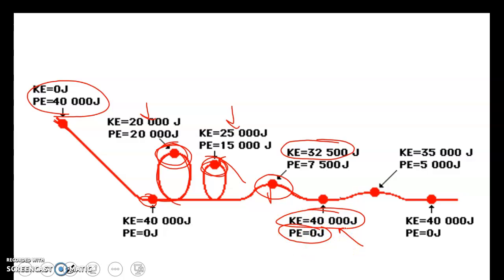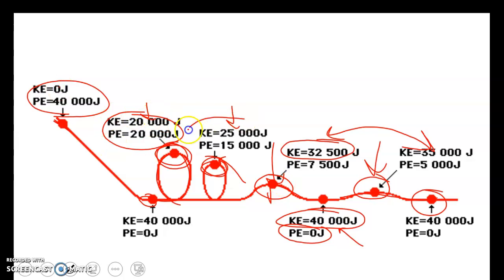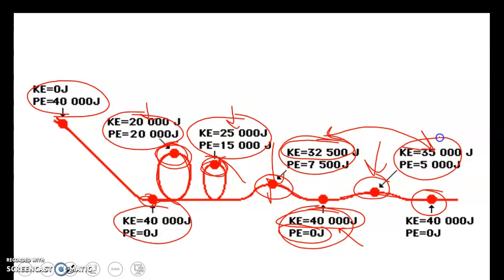Everything's kinetic. And then you'll see the paths here and here. Comparing these two, your kinetic energy is greater here, which means you'll be traveling faster on that hill than you will on this hill. But at the end, your potential plus kinetic always equals the same. In this case, 40,000 joules.